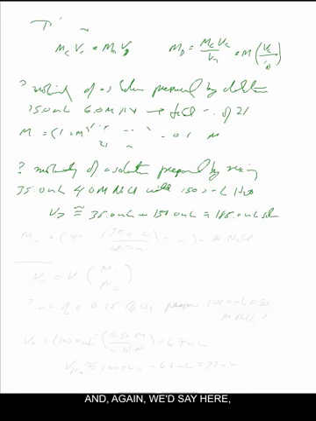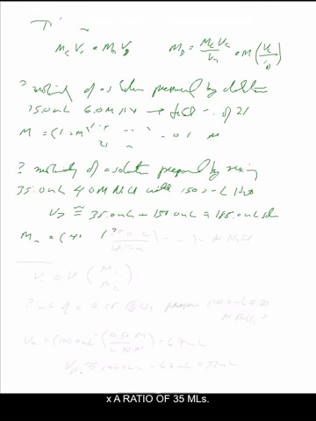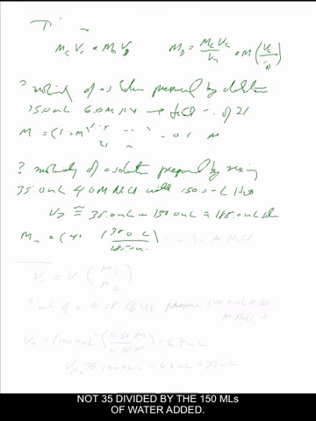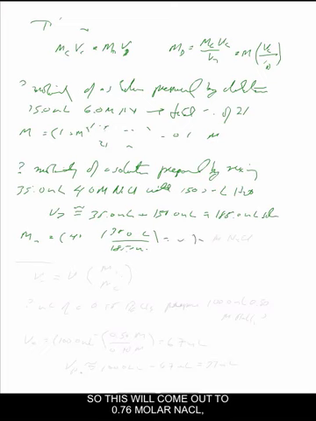And again, we'd say here the molarity of the diluted solution would be the 4.0 molar sodium chloride I started with times a ratio of 35 mL. Now notice, divided by the 185.0 mL, not 35 divided by the 150 mL of water added. The ratio here is always a ratio of volumes of solution, nothing to do with the water added. So this will come out to 0.76 molar NaCl, again as a 2 sig fig estimate.